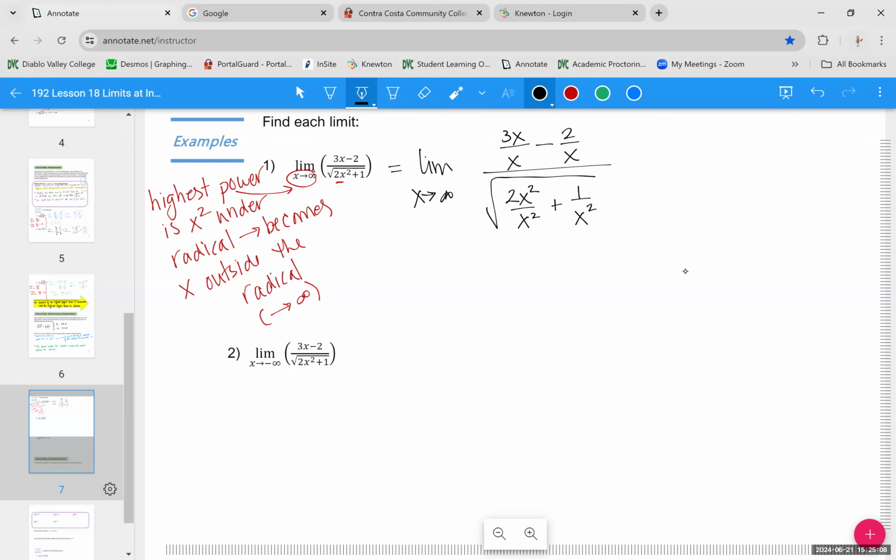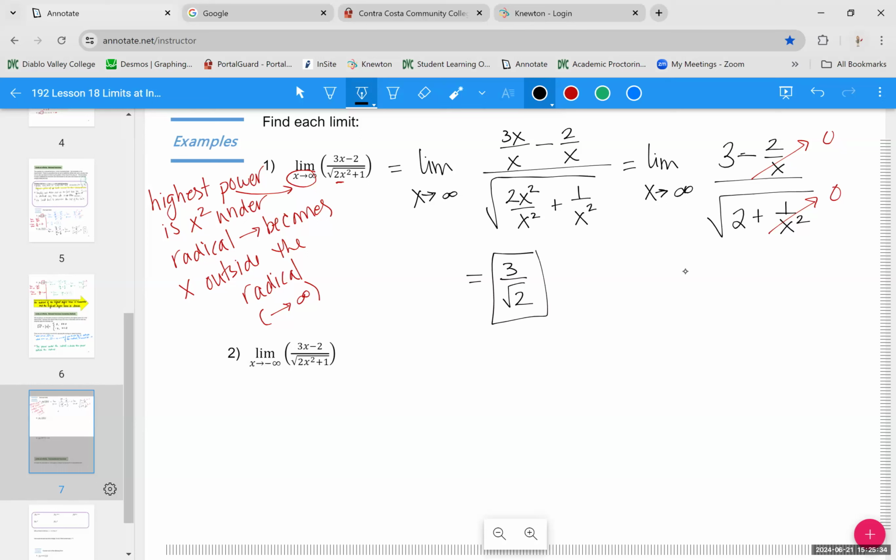Okay. All right, so a little simplification. I have 3 minus 2 over x over the square root of 2 plus 1 over x squared. So we see that we have a couple terms that'll go to 0, and I'll be left with just 3 over the square root of 2. Okay.